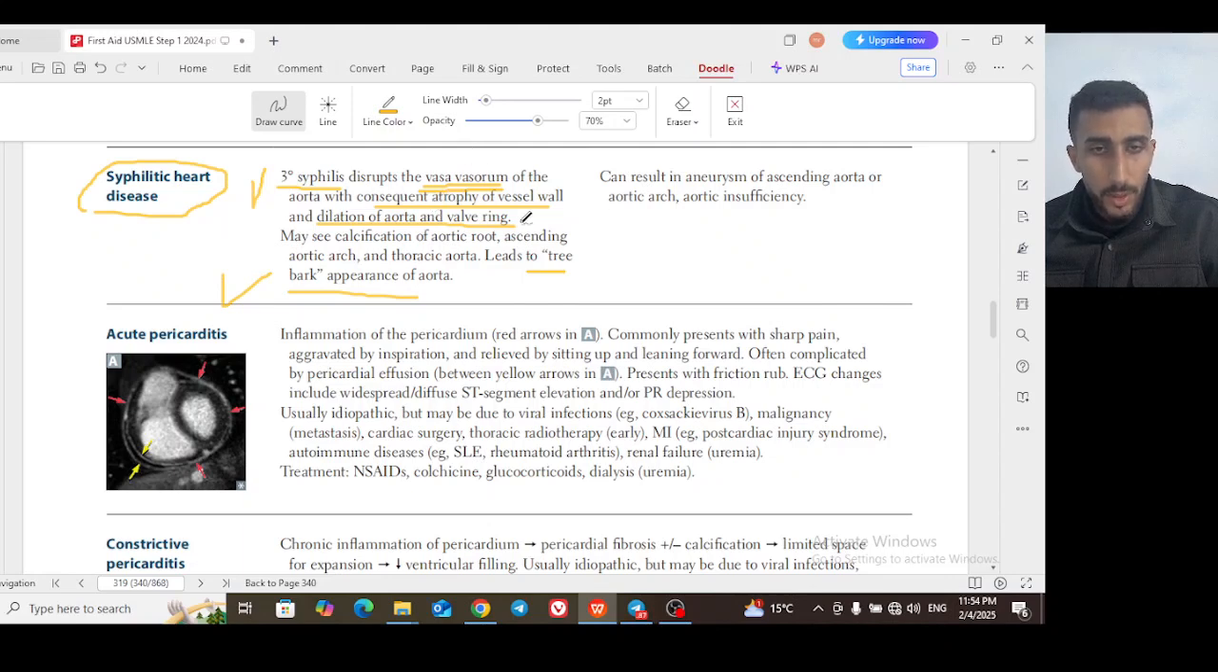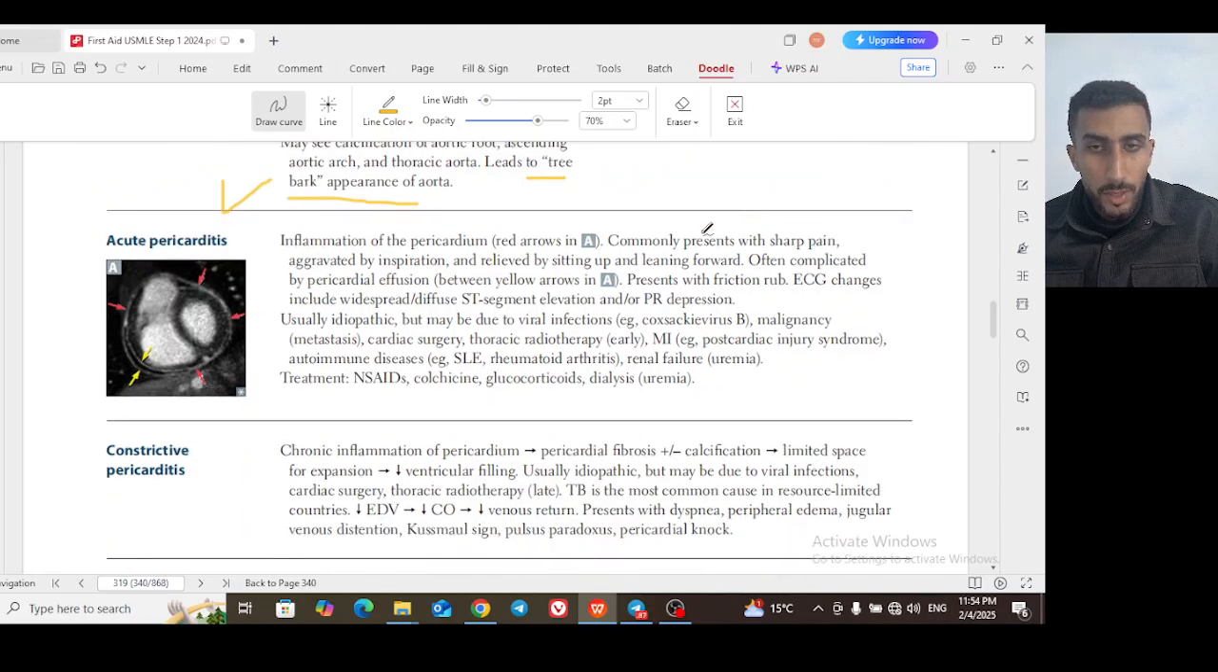It will affect the aorta, and may result in aneurysm of the ascending aorta and aortic arch. So it hits this part of the aorta, not the whole aorta, not the abdominal aorta, but the ascending aorta and aortic arch. Just know these areas that are affected, and this may consequently lead to aortic insufficiency.